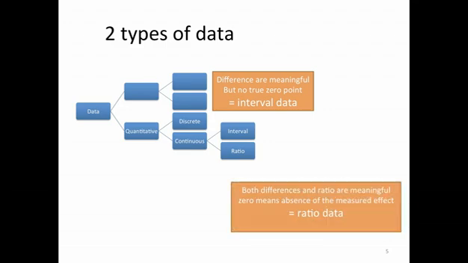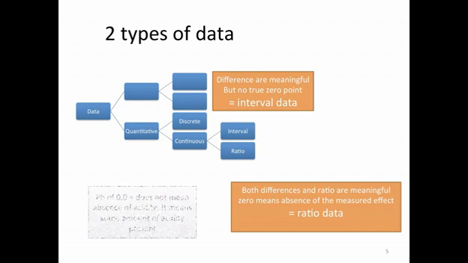Ratio data have all the properties of an interval variable, but also have a clear definition of 0 point. Hence, besides differences, ratios are also meaningful. Variables such as height and weight are ratio variables.